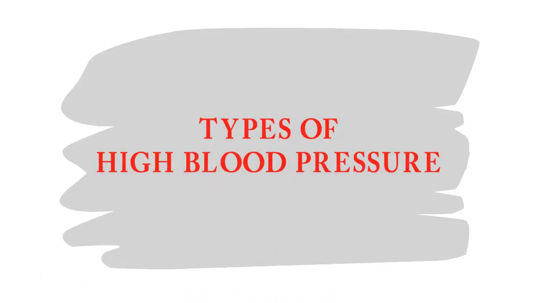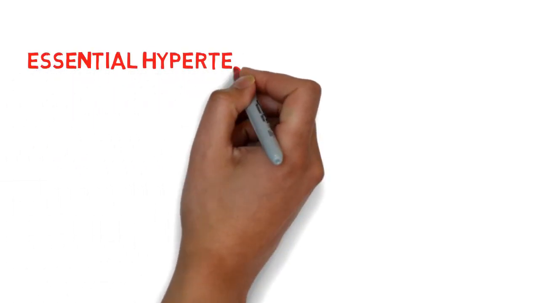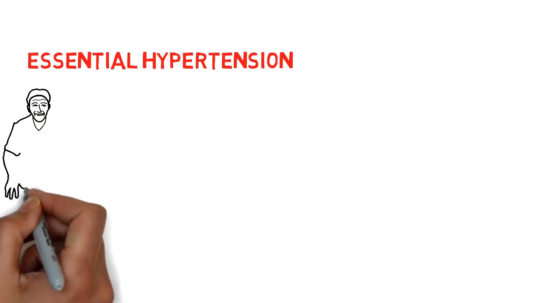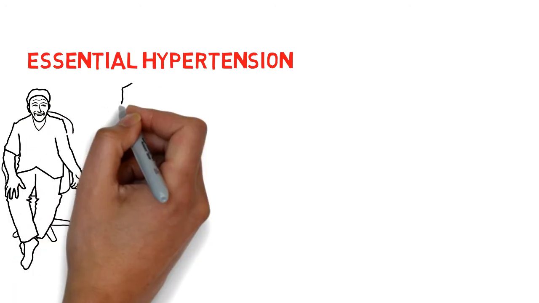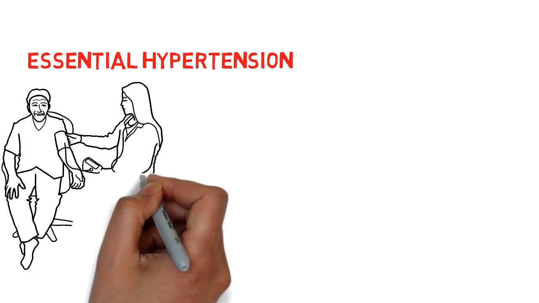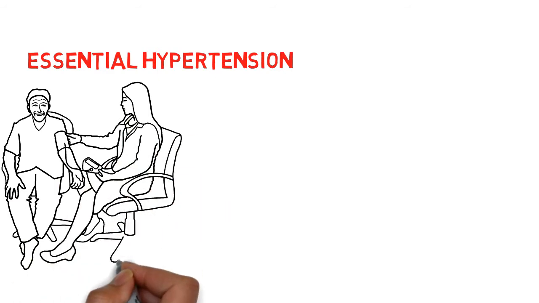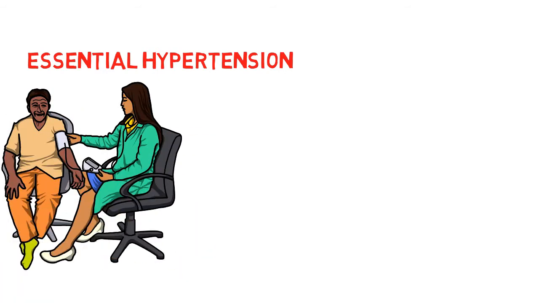Today's topic: types of high blood pressure. Essential hypertension. This type of hypertension is diagnosed after a doctor notices that your blood pressure is high on 3 or more visits and eliminates all other causes of hypertension.